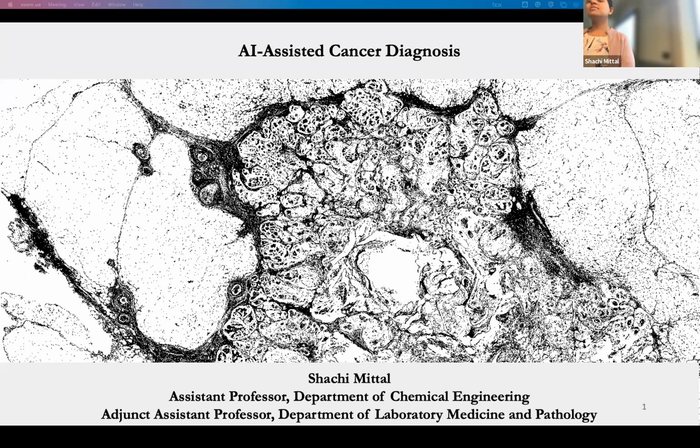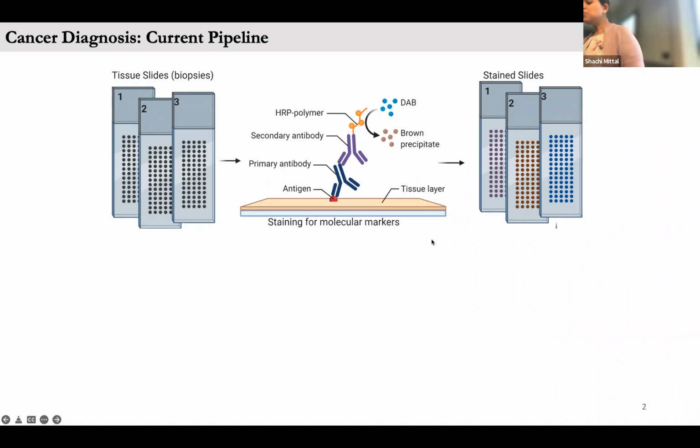So hi, everyone. Today I'll be talking about my work on AI-assisted cancer diagnosis. Let me just give you a brief primer of how cancer diagnosis happens in clinics, and then talk about how engineering and AI can interface with this pipeline.